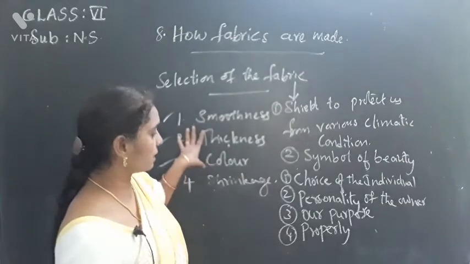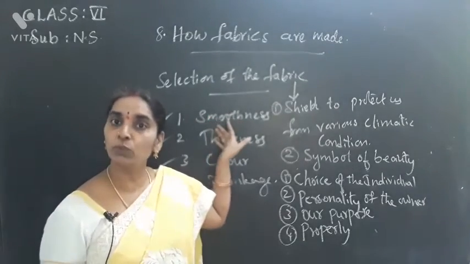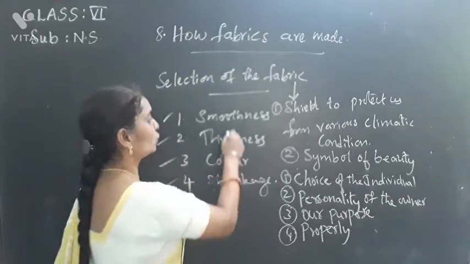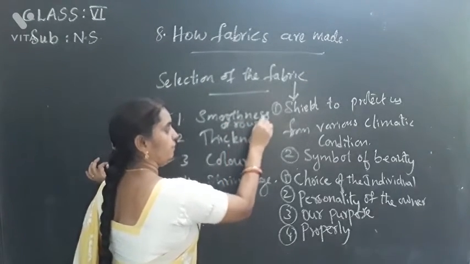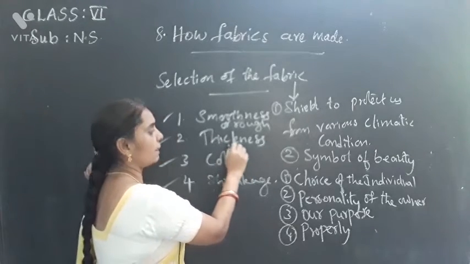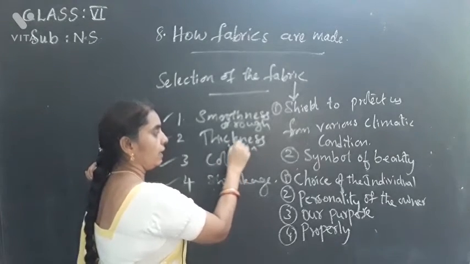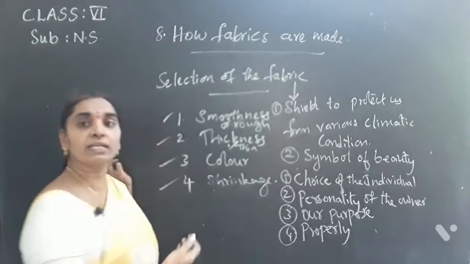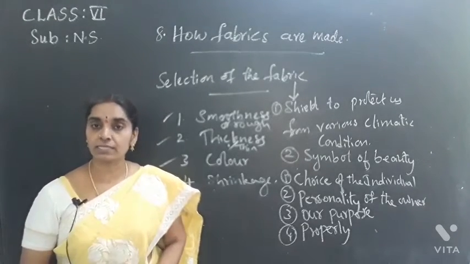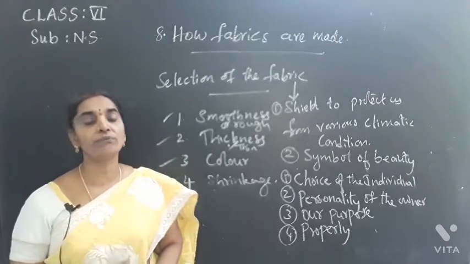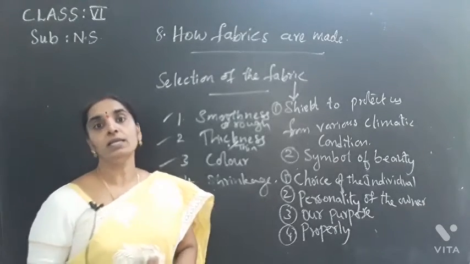Okay, the properties of the fabric: it may be smooth or rough, or coarse we say, and some may be thick and some may be thin. And color. Different colors of fabrics are available in the market, and depending upon our personal choice, interest and personality of the individual, we select the cloth.